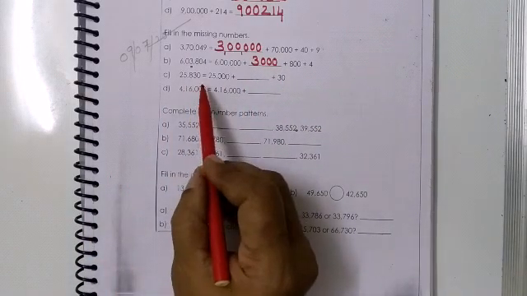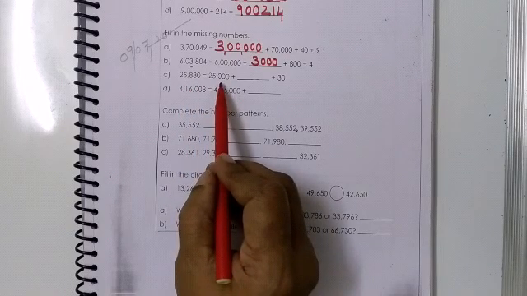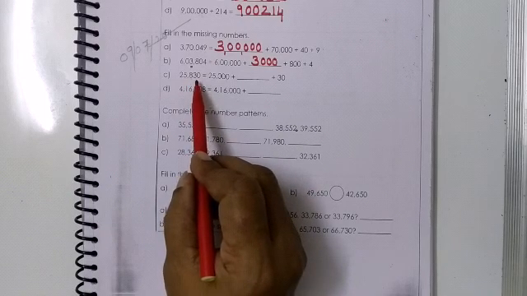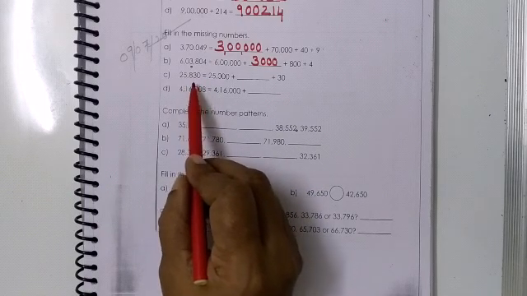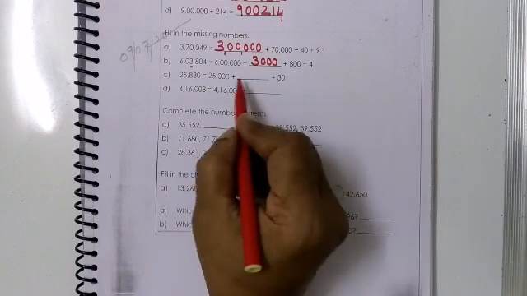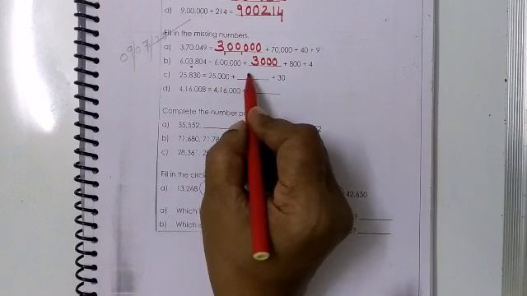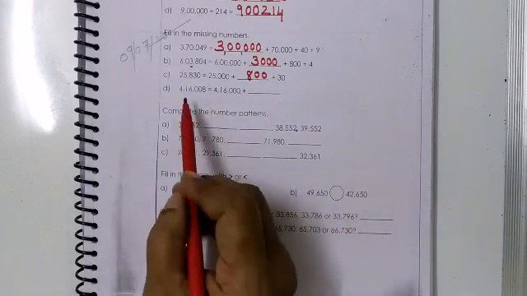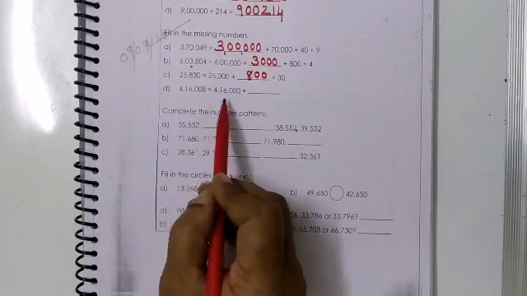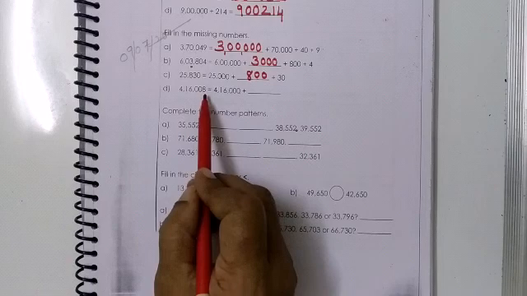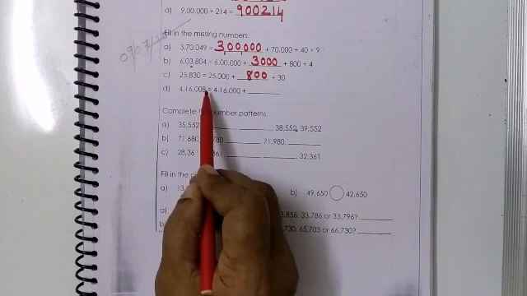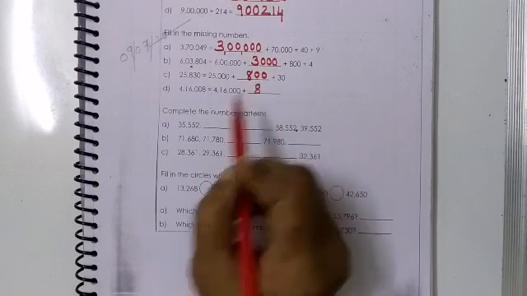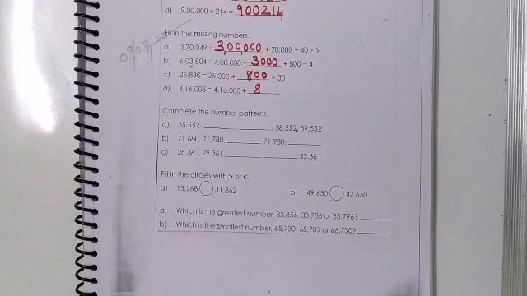Okay. Now the next one is 25,000 and 830. So what is missing? Which place is missing? The hundreds place. So what will I write over there? 800. Right? And finally over here, the last sum. Very simple. What is missing here? Only the units place. So what will I add over here? Only 8.